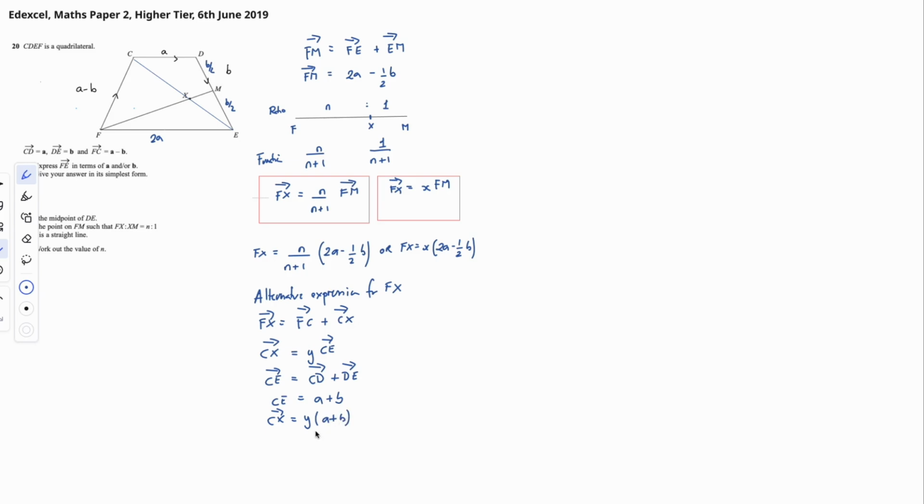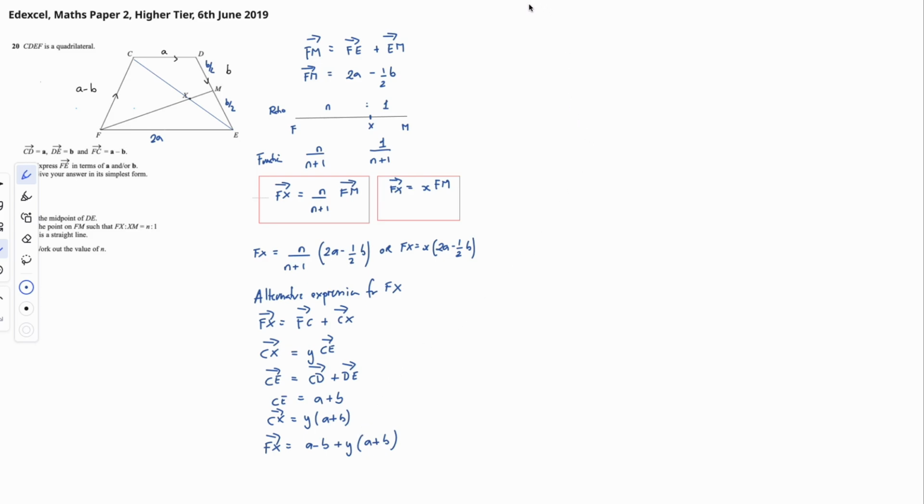Now how does that help us? Well, let's see what it creates in terms of an FX line. So FX now, our new alternative FX, is equal to FC, which is a minus b, plus C to X, which is y bracket a plus b, the CX line here. So we've now got two expressions for FX. We've got one up here and one here. So let's just try and equate those and see what we get.